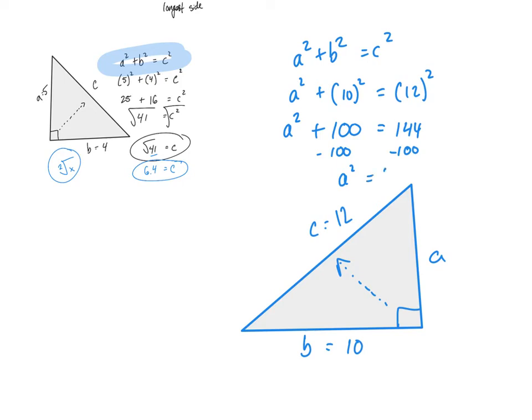So this is going to be 44. And last example, we had a square root of 41. So we know that we're close. So if we look, I'm going to rewrite it over here. So this is a squared is equal to 44. We need the square roots of both.